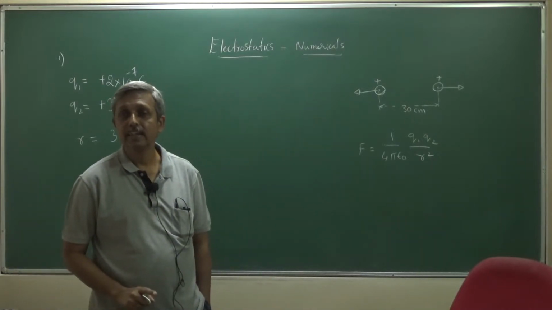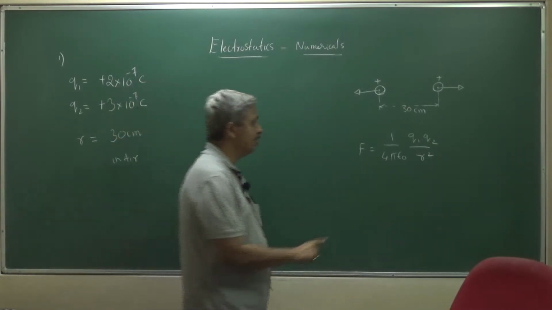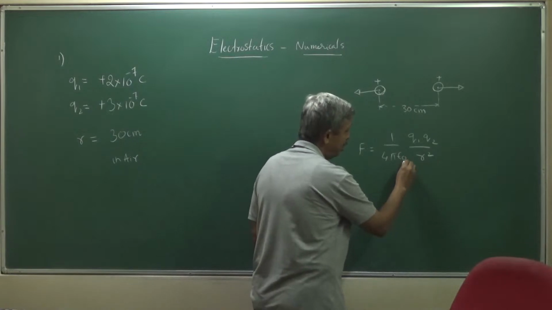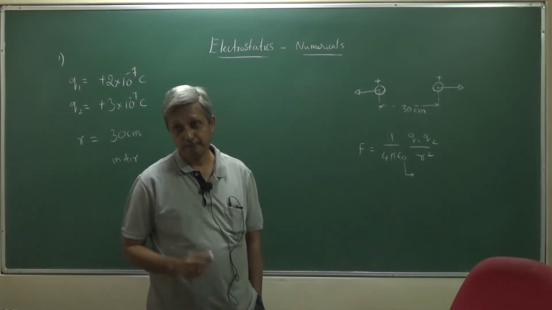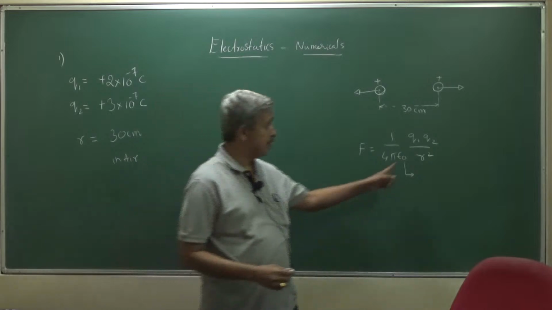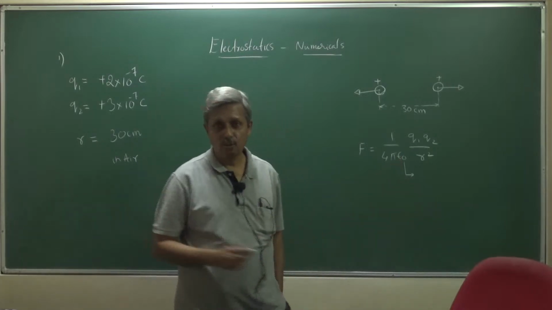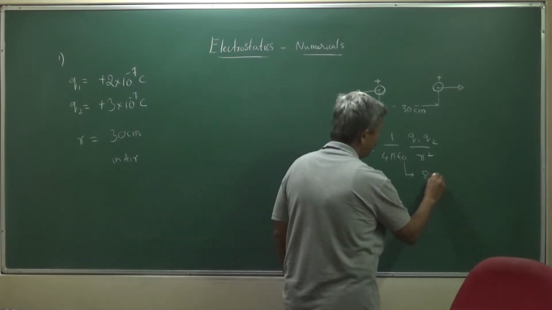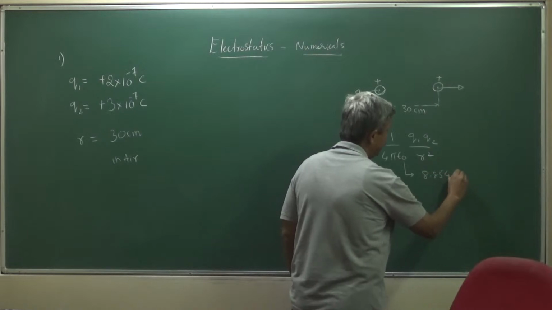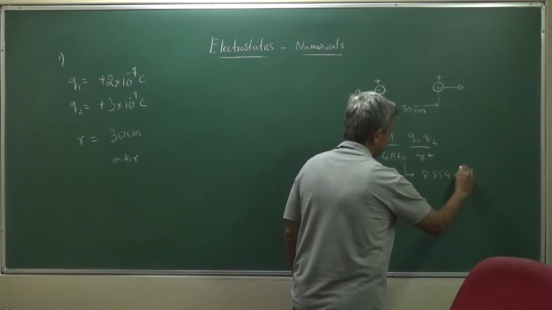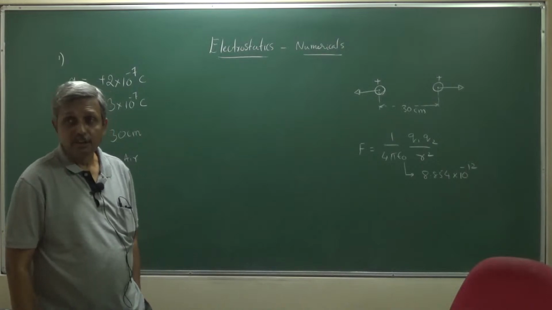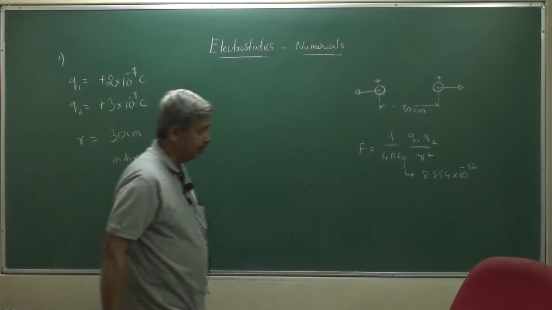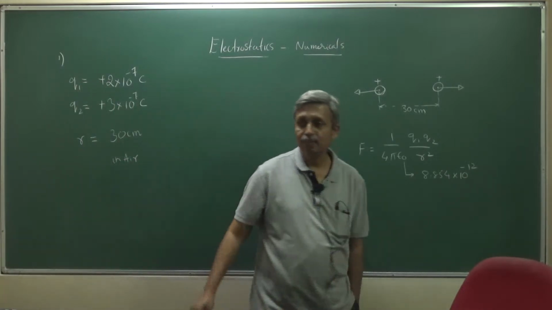So since they have not asked for that, then we will just use epsilon naught. Epsilon naught is nothing but the permittivity of free space or air. It has a value of 8.854 into 10 power minus 12. This is its value. Okay. So if we write all of these now, we will be able to calculate the force.